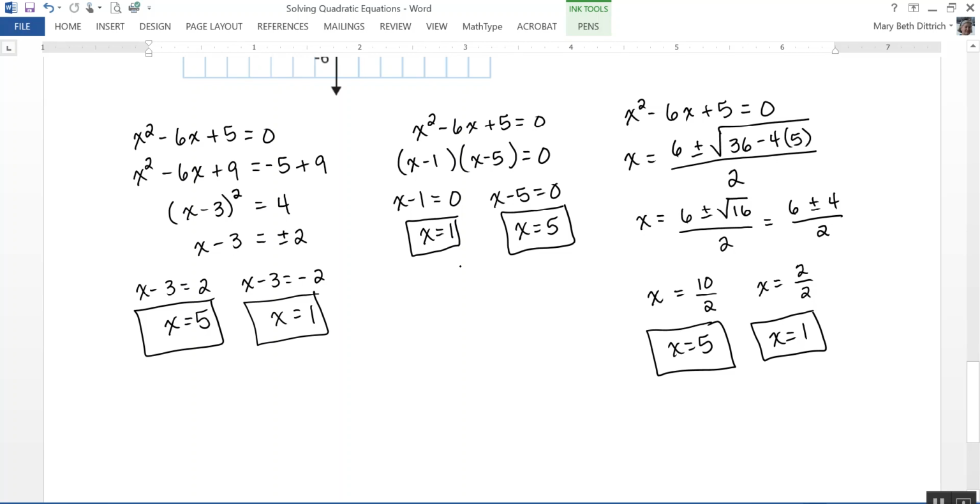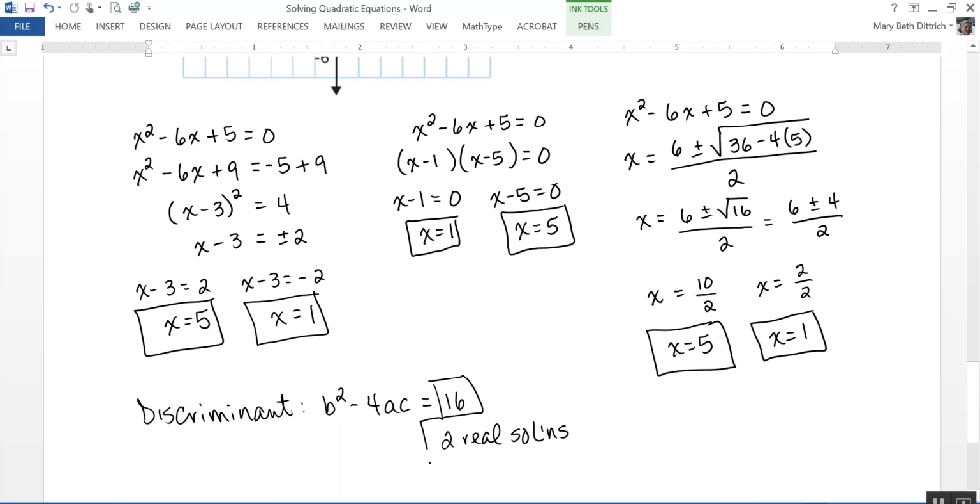The one thing we didn't take a look at is the value of the discriminant, which is b squared minus 4ac. And in this case, we actually had that. That's the value here underneath the square root. We found that the value of that was 16, which is a positive number, so that tells us that we have 2 real solutions to this quadratic equation, which is actually what we saw. So the value is 16, and it tells us we have 2 real solutions.